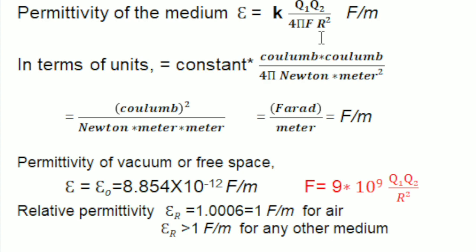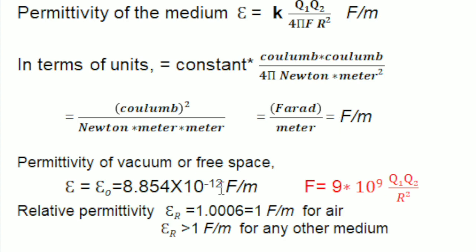In terms of units, the constant, Q1 is in coulombs, Q2 is also in coulombs, F is the force in newtons, and R is the distance between the two charges Q1 and Q2, measured in meters, so meter square. Simplifying this, we get coulomb square per newton meter square, which is nothing but farad per meter. So farads per meter is the unit for permittivity of the medium.